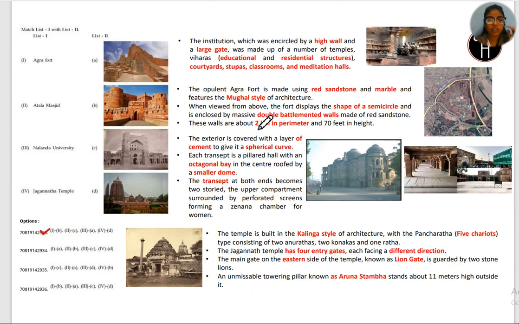Coming to the next question. Here also you have to do the match the following work. On the left hand side you have been given the name of the building or the structure, and on the right hand side you have been given the images. So you need to match them. The first one is your Agra Fort. So this is the correct image of your Agra Fort.